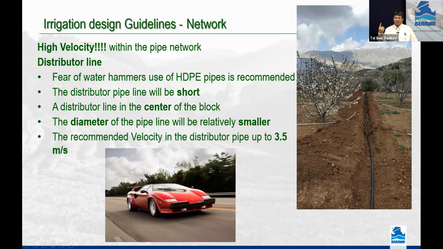And as a figure, as a designer, most of the time we try to work between 1.5 and 2.5 meters per second. This is a good and normal design for irrigation. But here we will try to reach up to 3.5 meters per second. It's a number that normally we don't recommend, but here we know that we must keep our system clean, so we will try to increase that velocity.